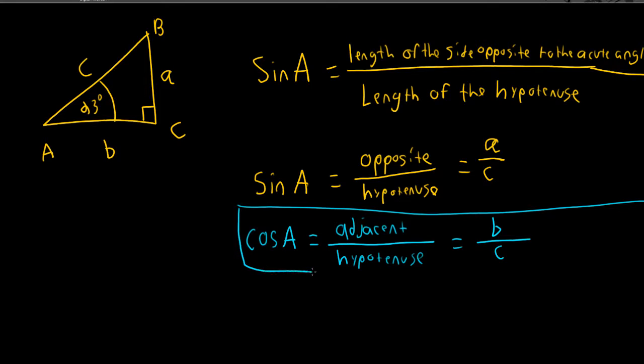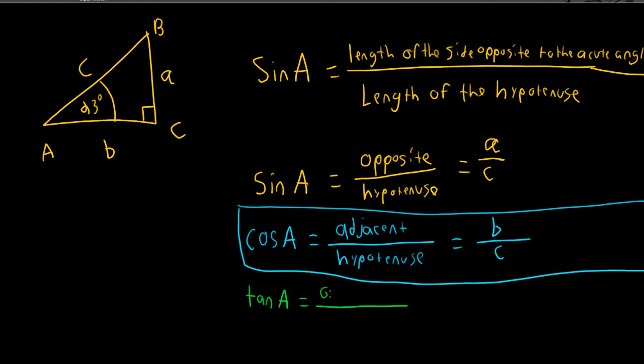So that is our next definition. We have one more definition, or one more for now, I should say, a very important one. It is tangent. Now the tangent of A goes like this. It is the length of the opposite side over the adjacent side.